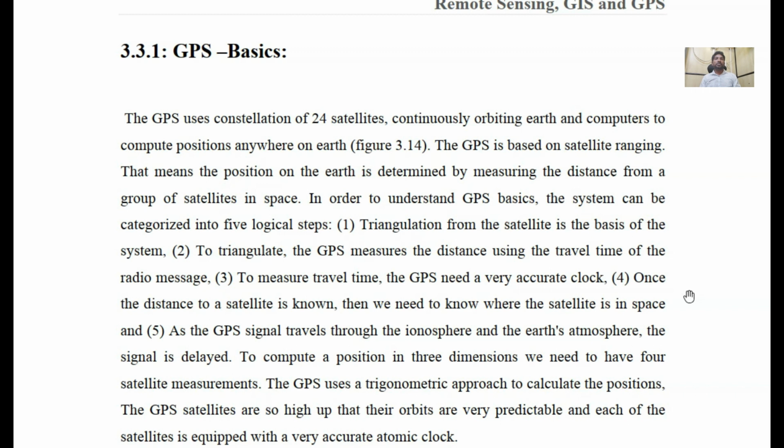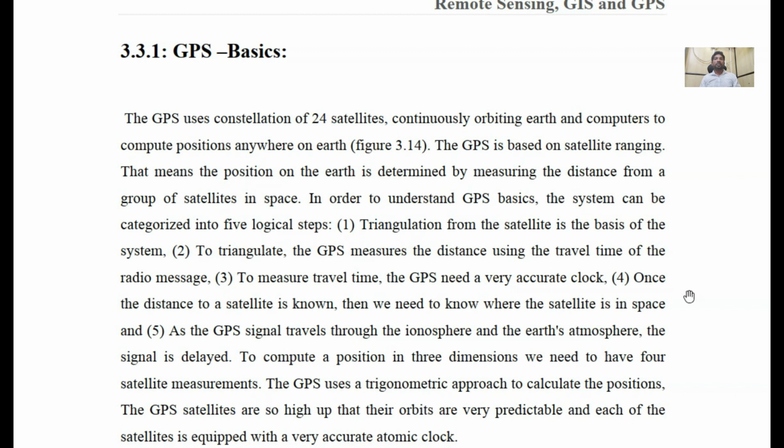In order to understand GPS basic, the system can be categorized into 5 logical steps. Triangulation from the satellite is the basic of the system. To triangulate, the GPS measures the distance using the travel time of the radio message. To measure travel time, the GPS needs a very accurate clock.